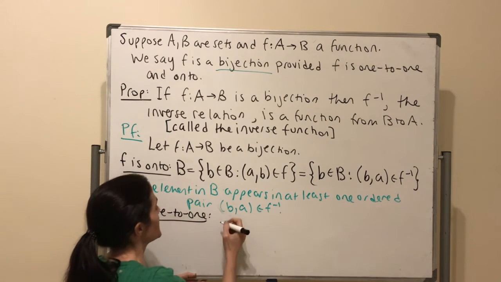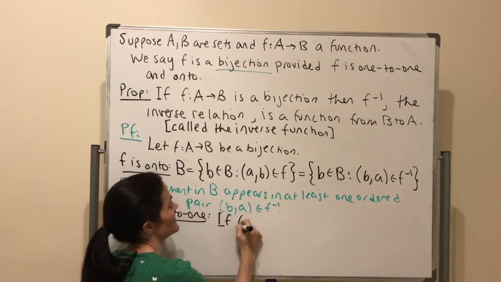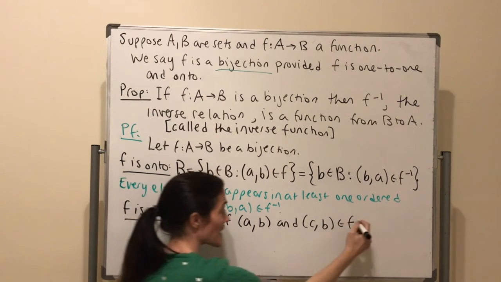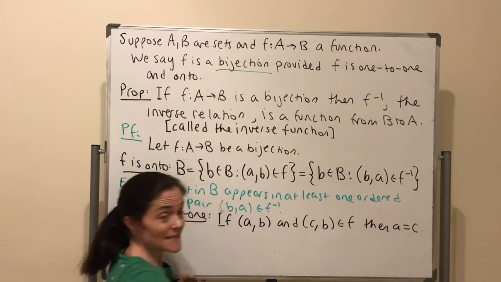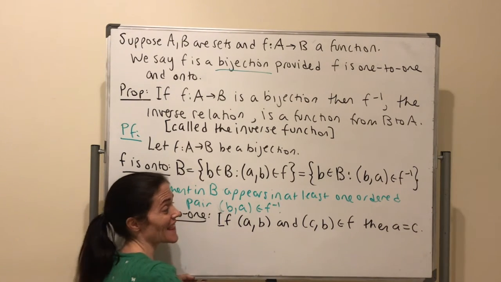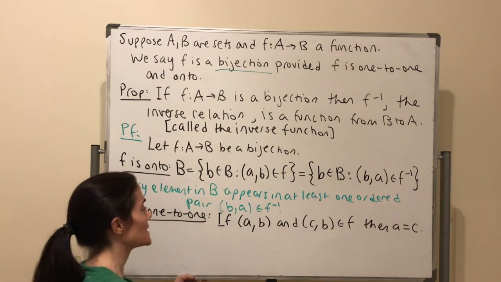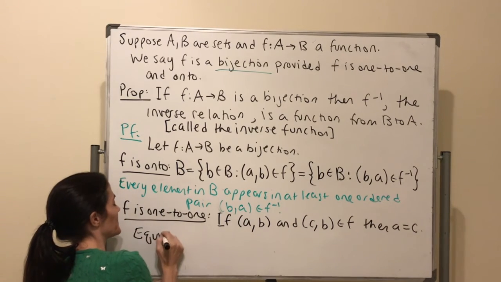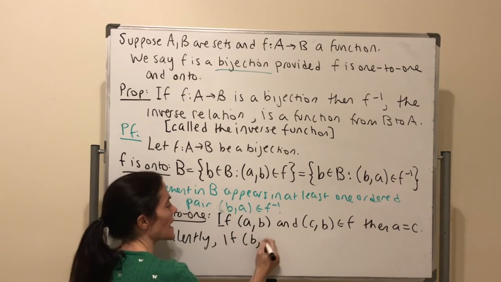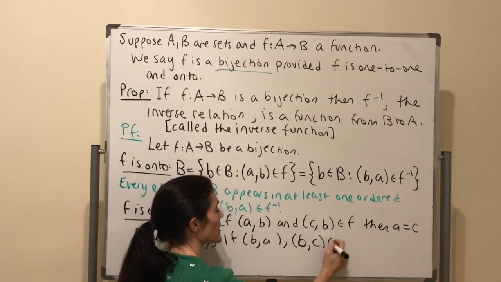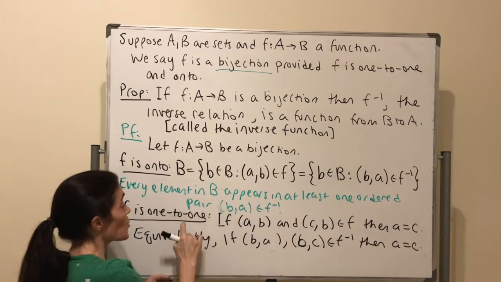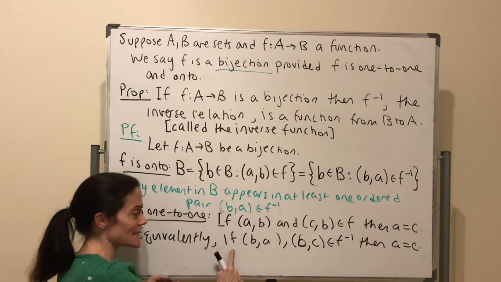Now, f is one-to-one. Therefore, this is an implication: if, say, (a, b) and (c, b) are in f, then a equals c. This is exactly what one-to-one means, but written in this relation notation. This would say f of a equals f of c, then a equals c. This is one-to-one, this implication. Equivalently, rewriting this exact same statement, if (b, a) and (b, c) are in f inverse, then a equals c. So one-to-one, which f is since it's a bijection, says this about the inverse relation.